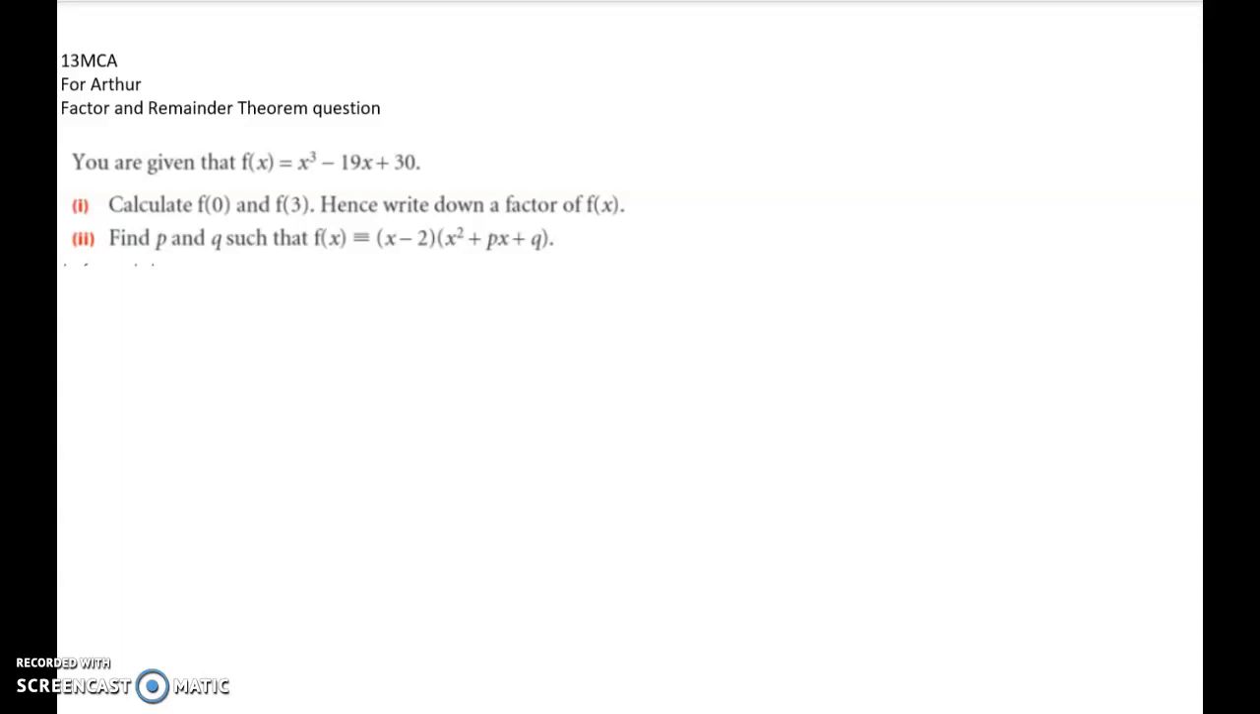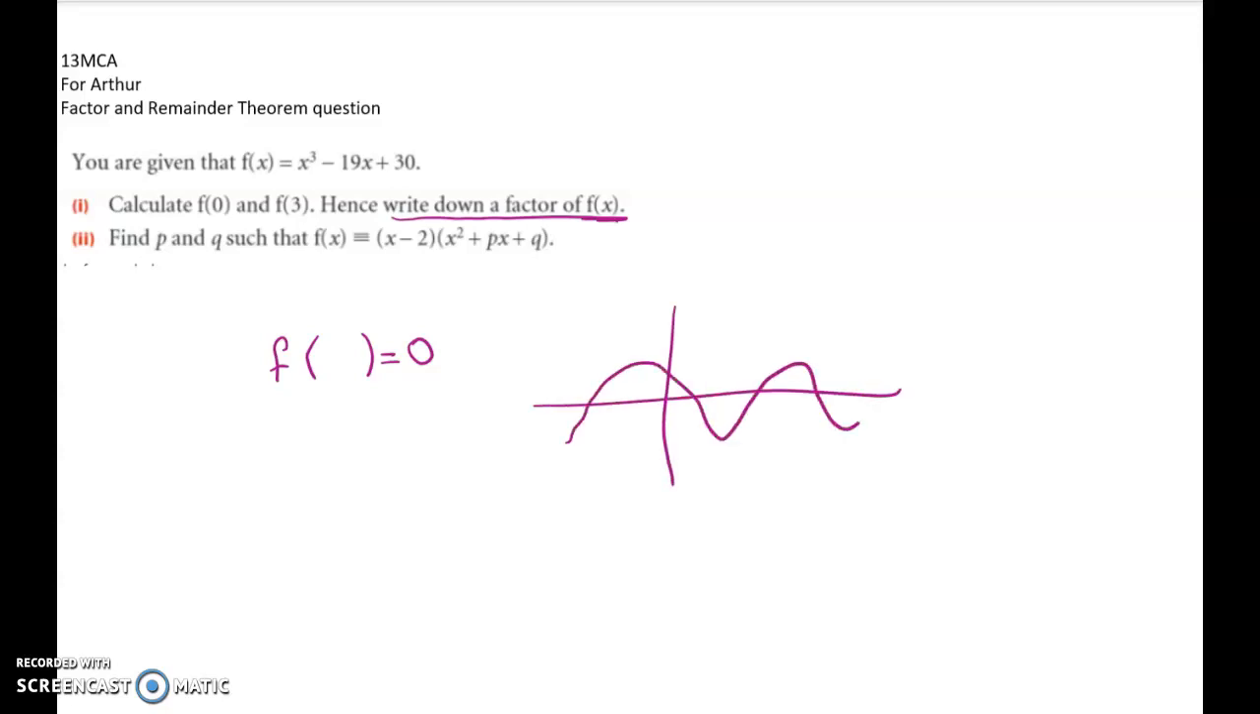So in part 1, we're asked to calculate the value of the function when x is equal to 0 and then when it's equal to 3. Hence, write down a factor of f of x. So what I'm looking for here is something that will give me a value of the function which is 0. Graphically, we know that if the value is 0, then we've found a root.